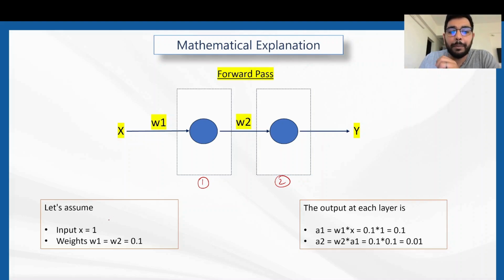Assuming that the input that we give, that is x, is 1 and each of the weights, that is W1 and W2, are equal to 0.1. The output at the first layer, A1, would be a multiplication of x and W1, which will be equal to 0.1. Then A2, which is equivalent to y, would be the multiplication of A1 and W2, which will become 0.01. This is the forward pass where we have the input and we have the output.